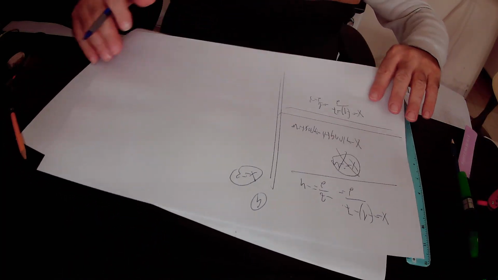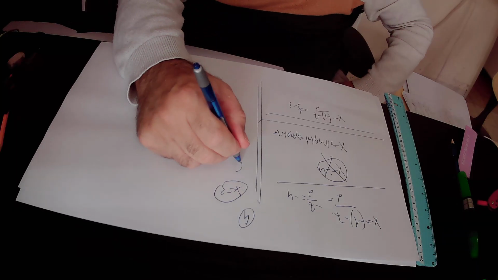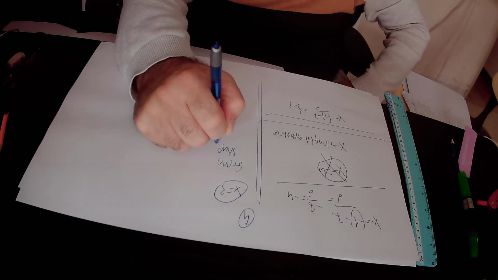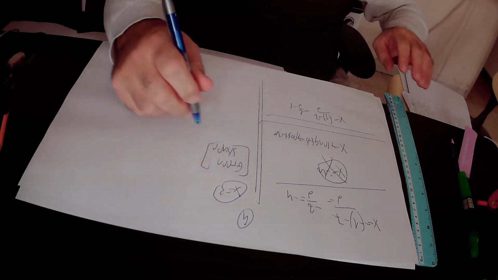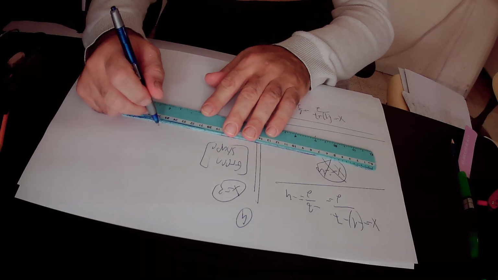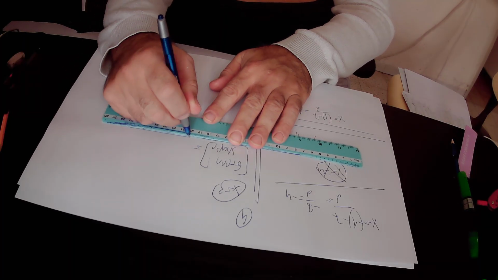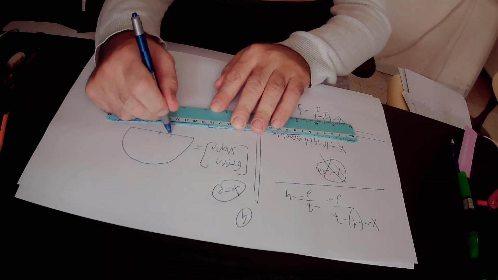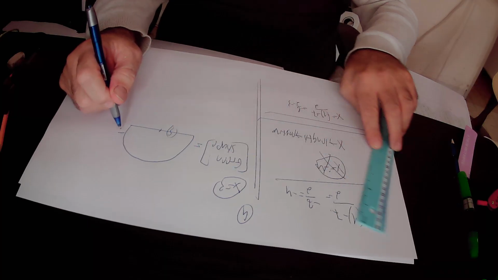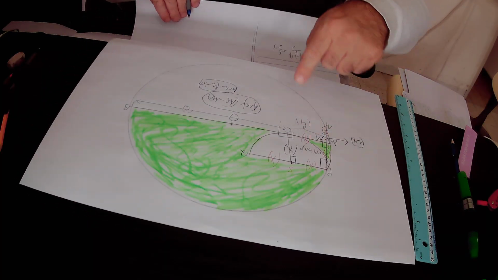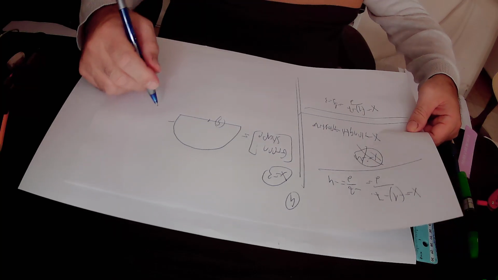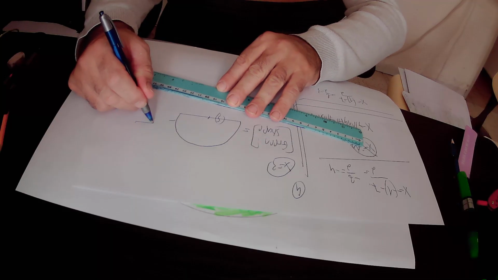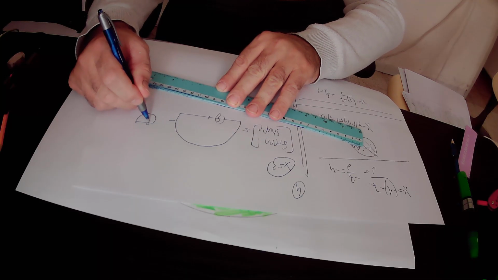So the area of the green shape in total is equal to the area of the big semicircle with radius 5, minus the area of this small semicircle with radius 3.